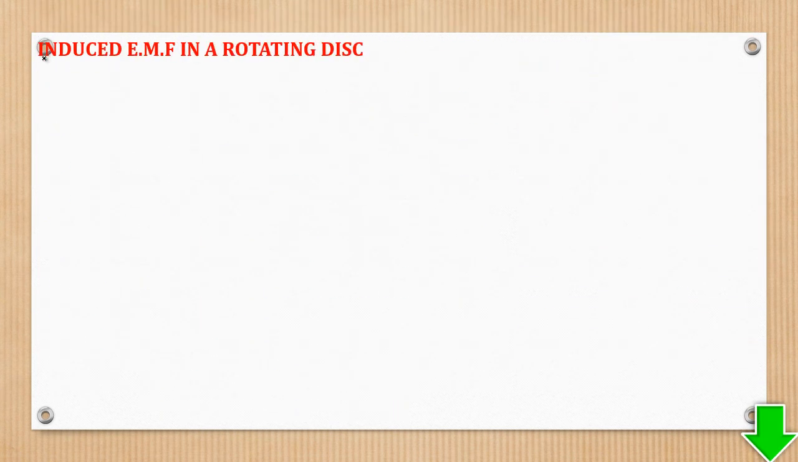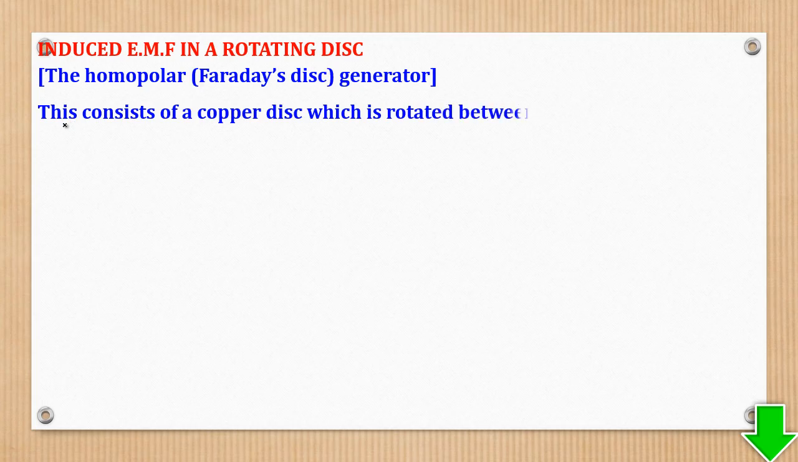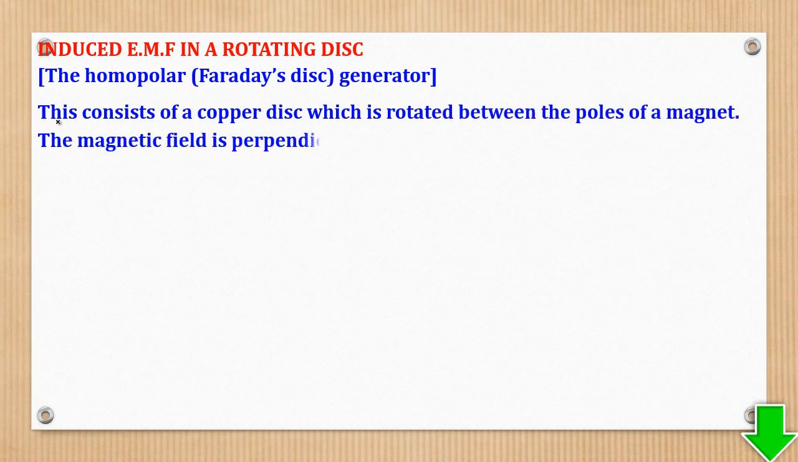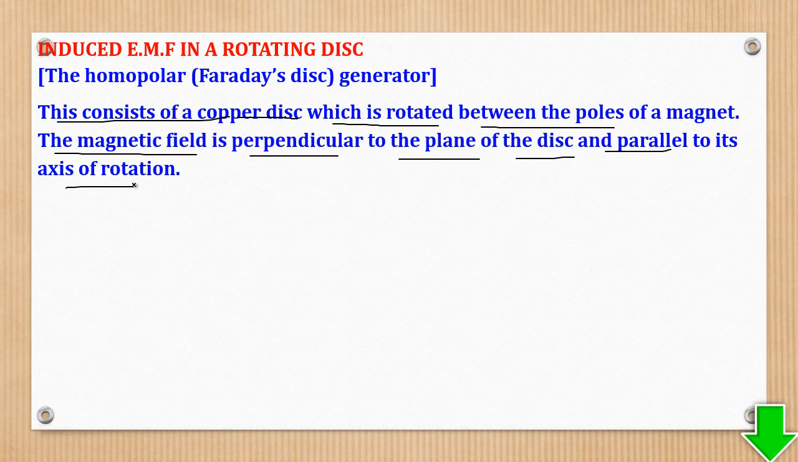So now we shall go to EMF induced in a rotating disc. The other one was a rotating coil. Now this is a rotating disc. Others call it Faraday's disc, or others call it a homopolar generator. Whatever they call it is the same thing. It consists of a copper disc which is rotated between the poles of a magnet. The magnetic field is perpendicular to the plane of the disc and parallel to its axis of rotation.